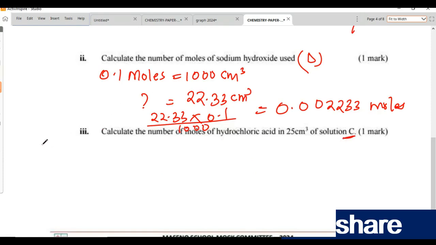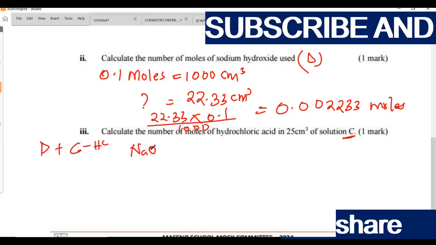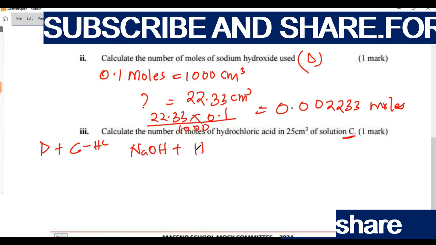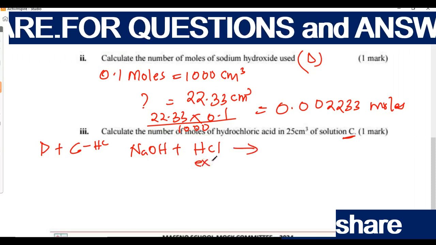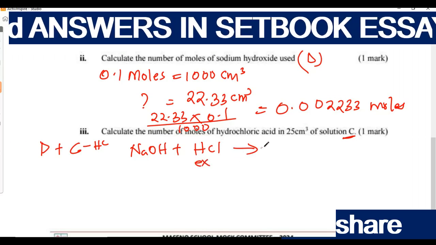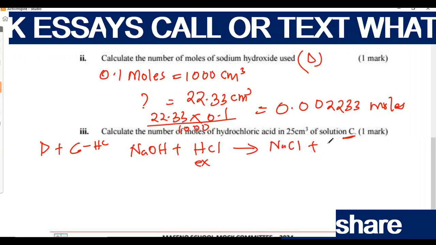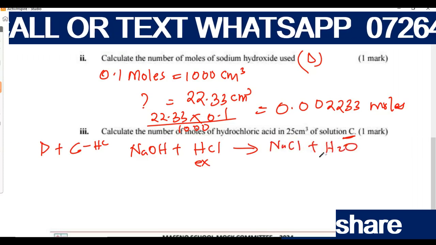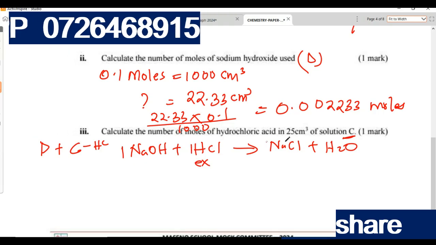Remember, solution D has reacted with C, and the C is HCl. So it is sodium hydroxide plus HCl. Remember this excess, it was excess HCl which has been diluted, which is going to give us sodium chloride plus water. If that is the case, then you can see the ratio is 1 to 1 everywhere.